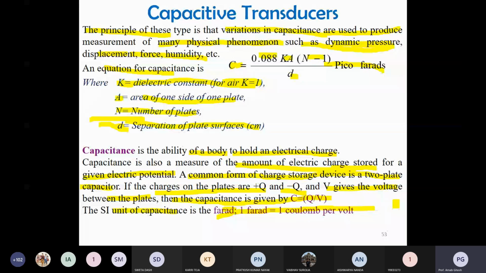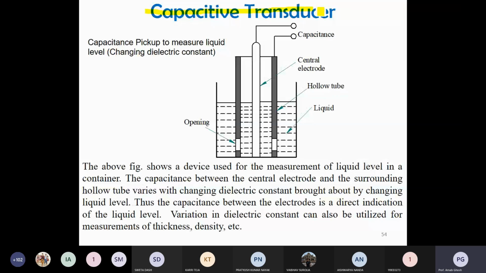So we are using the capacitive method for measurement of voltage, maybe some current. So what type of transducer is it? It is capacitive, so it is your capacitive transducer. That's why it is known as a capacitive transducer. Then in a capacitive transducer, what is the operation?